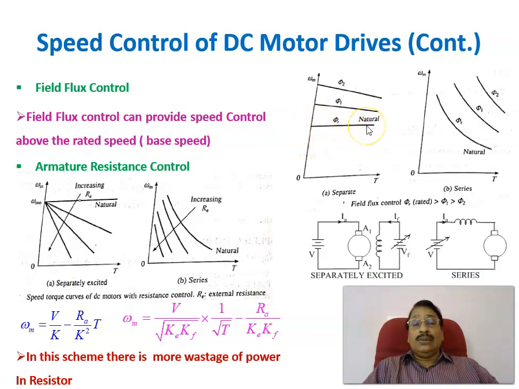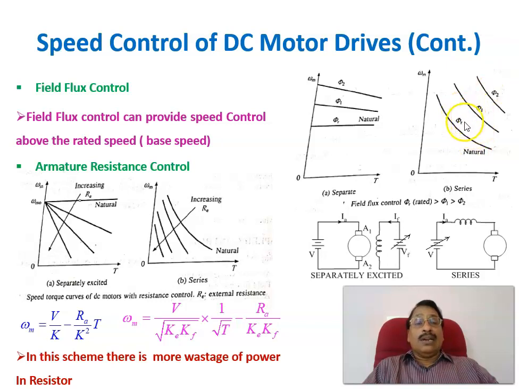Therefore, this is corresponding to the rated speed corresponding to the rated voltage, or we can say corresponding to the rated flux also, that it is running at rated speed. Therefore, if you reduce the flux here, that is, phi1 is less than phi, and again phi2 is less than phi1, the field is weakening and the speed is increasing. As the field flux reduces, the speed is increasing. This is for a shunt motor. That is the field flux control above the base speed.